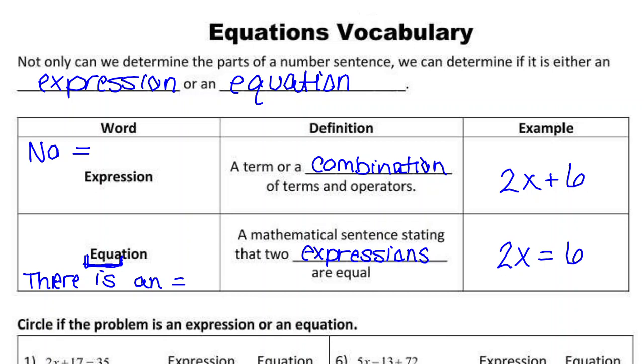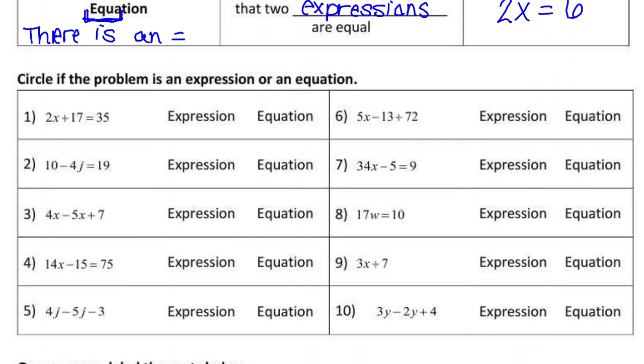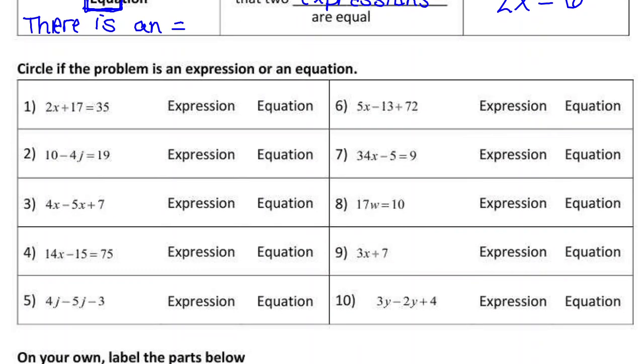So let's do the middle section. Circle if a problem is an expression or equation. Let's do 2 together. So we're going to start with the first one. I see right here that this problem has an equal sign. That is a dead giveaway that this is an equation. Now if I look at the next one, number 6, I'm just going to go across. There is no equal sign. So that tells me this one is an expression.